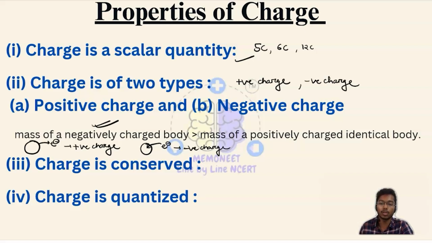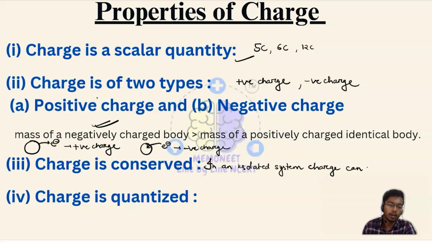Okay. So charge is conserved because charge can neither be created nor destroyed in an isolated system.